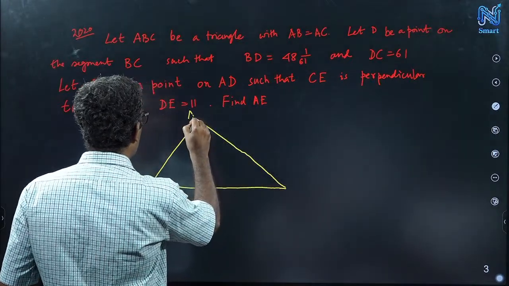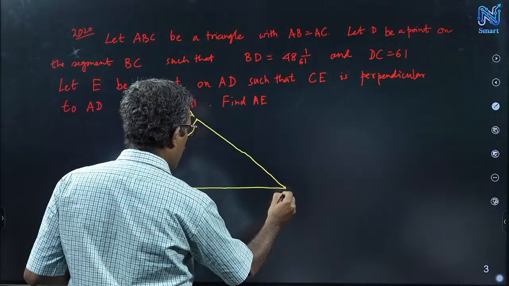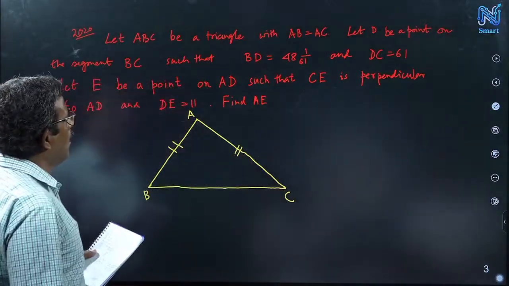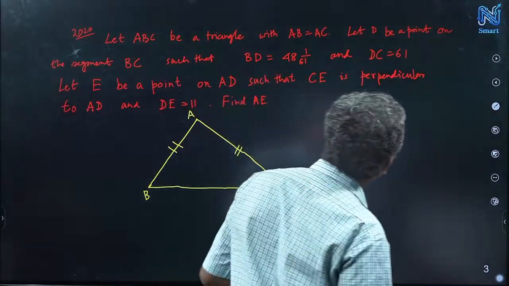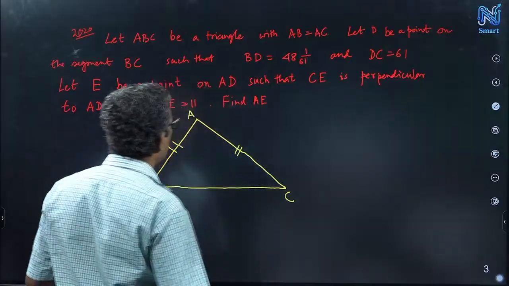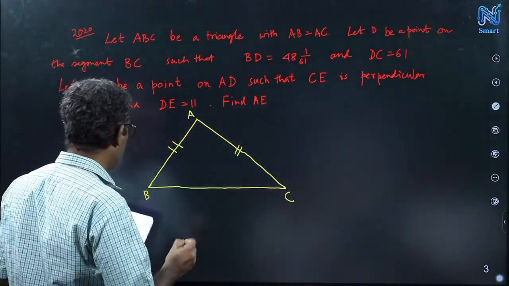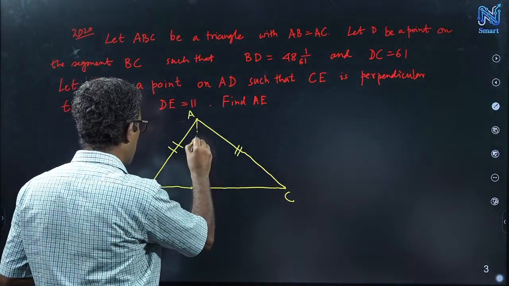Triangle ABC, where AB is equal to AC, and let D be the point on the segment BC. This is the point on BC such that what happened? Some point is here.